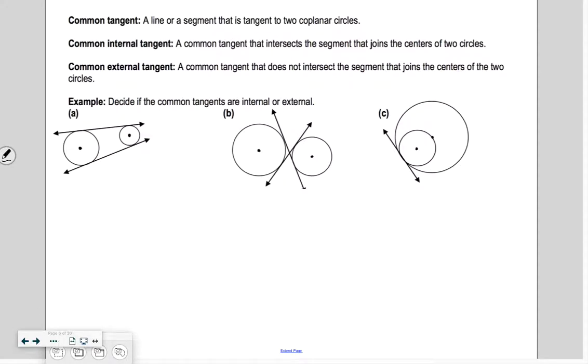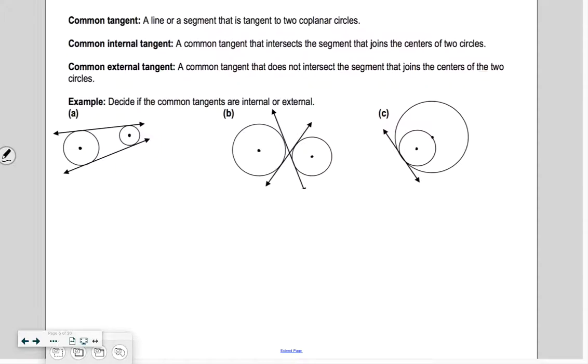So a common tangent is a line or a segment that is tangent to 2 coplanar circles. So we have things called internal tangents and external tangents. What do you guys think the words internal and external mean? Internal means inside and external means outside, exactly.